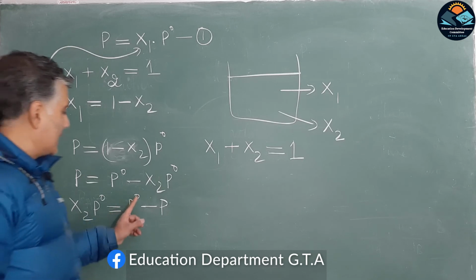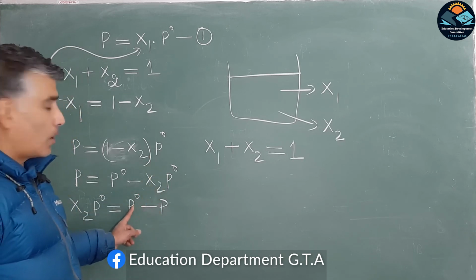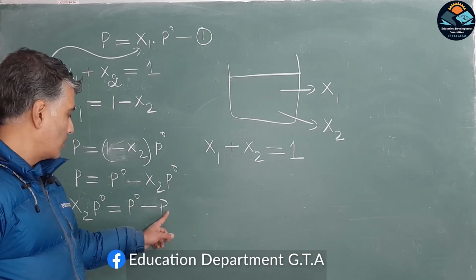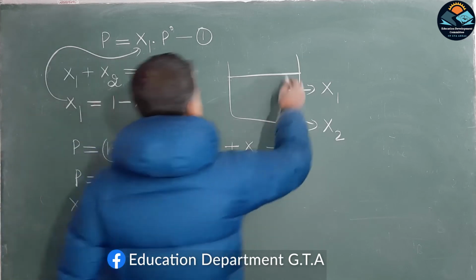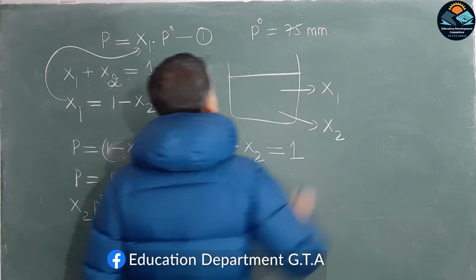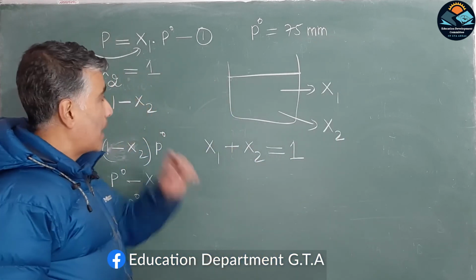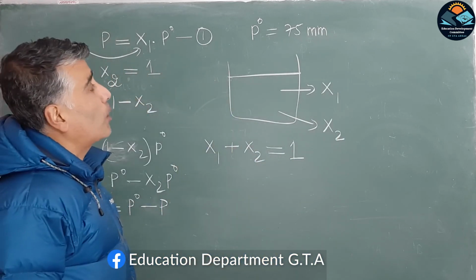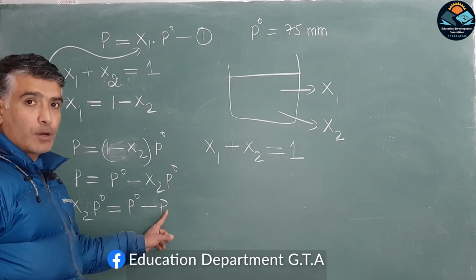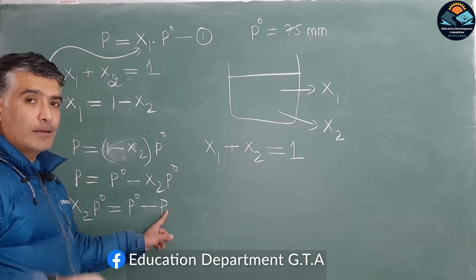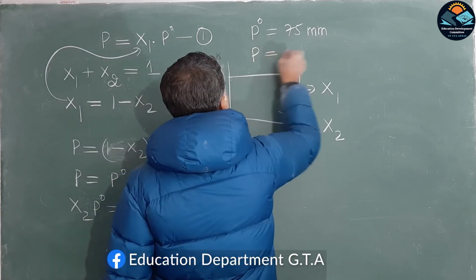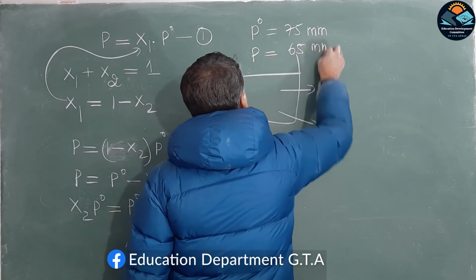Now what is P degree? It is the vapor pressure of the pure liquid or pure solvent. What is P? It is the vapor pressure of the solution. So let's say the vapor pressure of the pure liquid, P degree, is 75 mm of mercury. You know, pressures are measured as the height of mercury column by a barometer. But what will be the vapor pressure of the solution? It will be less, because when you add impurities, vapor pressure goes down. So P is going to be less than that. So let's say P is 65 mm.